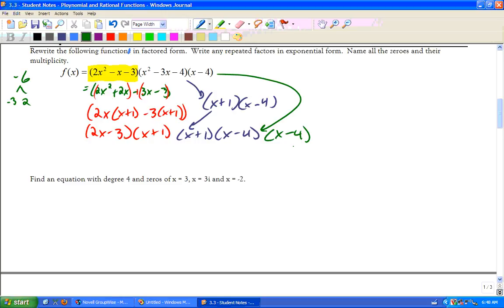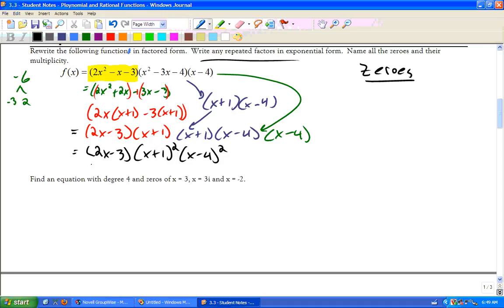So when we look at our expression in final factored form, we see that a couple of our factors are repeated. 2x minus 3 is okay, but x plus 1 gets repeated twice. We can write that in exponential form. And x minus 4 gets repeated twice. So we've taken care of that: write any repeated factors in exponential form. Name all the zeros. The zeros come from solving 2x minus 3 equal to 0. You get x equals 3 halves, x equals negative 1, and x equals 4.